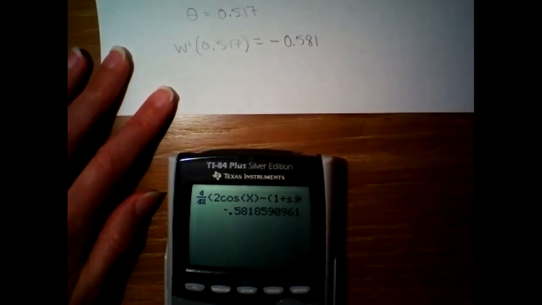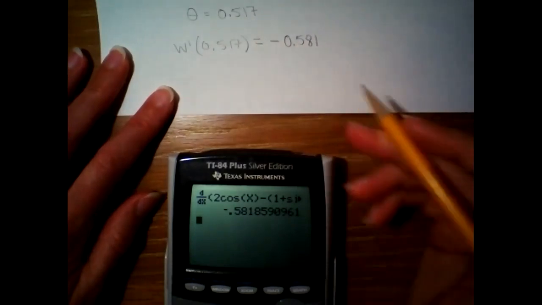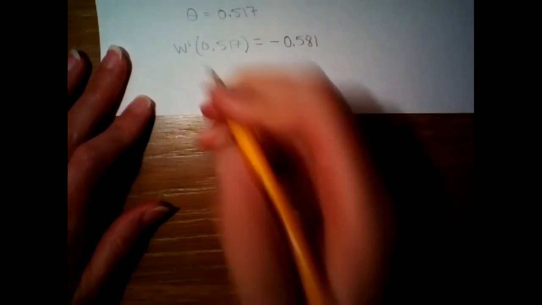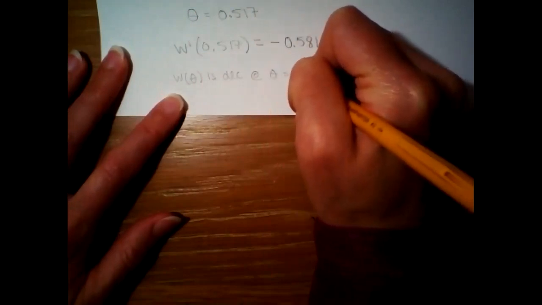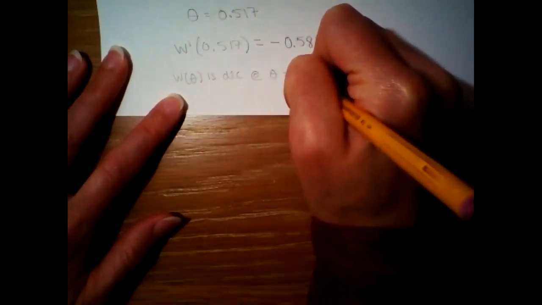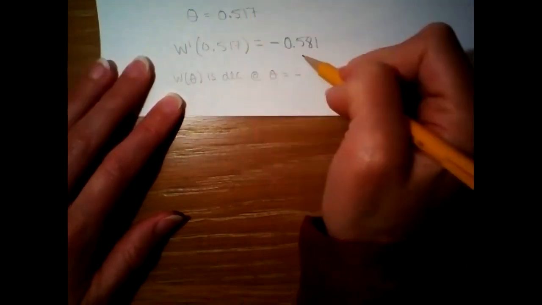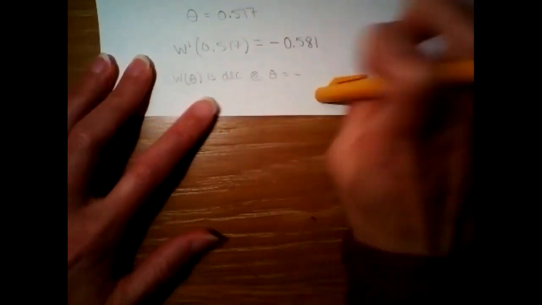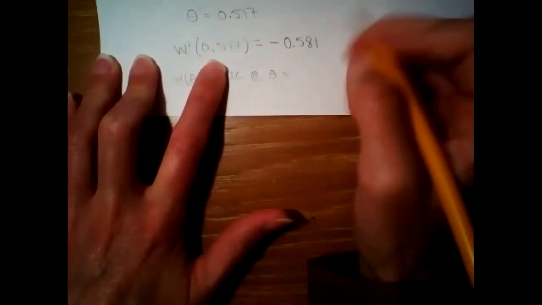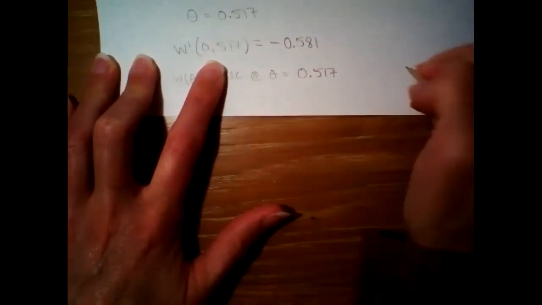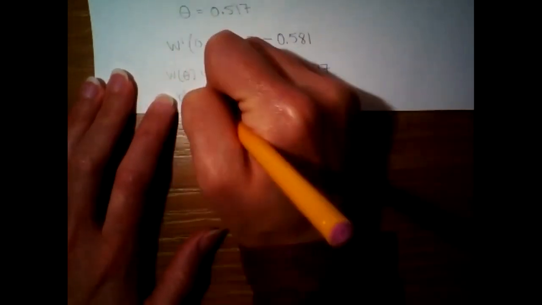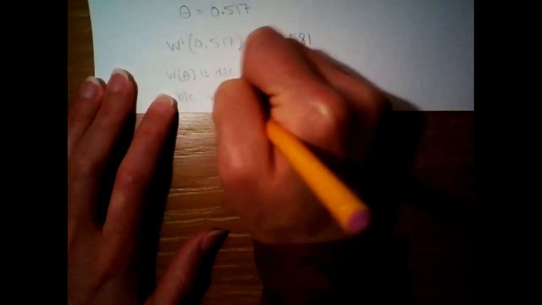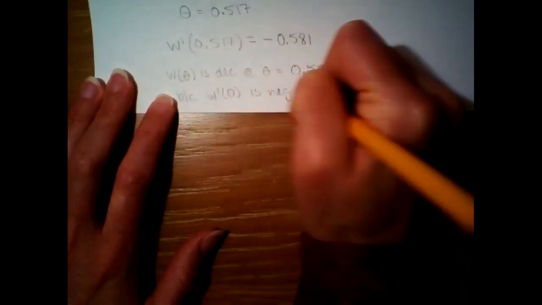And so that means that the function is decreasing at that value because the derivative is negative. So we would say W of theta is decreasing at theta equals, what was the value we plugged in? They're also similar to each other. At theta equals 0.517. Sorry, that's what we plugged in at 0.517. So function is decreasing at 0.517 because the derivative is negative there.